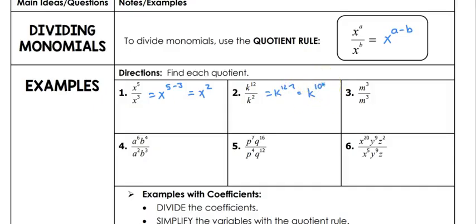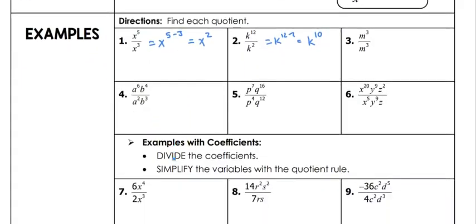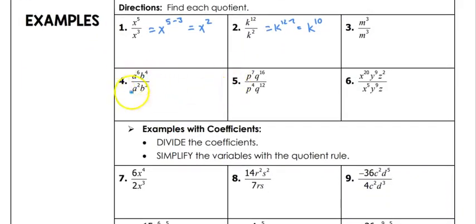The rule doesn't change when we have multiple variables. We just do them each separately. I like to think of this as two separate problems. So a to the 6th divided by a squared. 6 minus 2 is 4, so that's going to be a to the 4th. And then b to the 4th over b to the 3rd. That is going to give me b to the 1st, and we don't have to write first power, so we can just leave it as a to the 4th b.